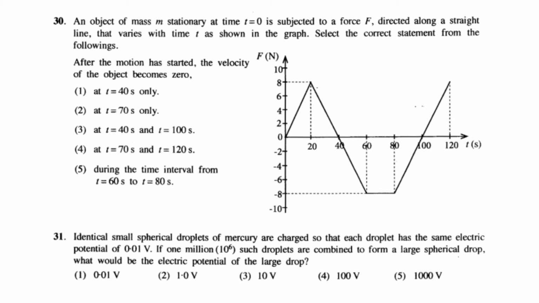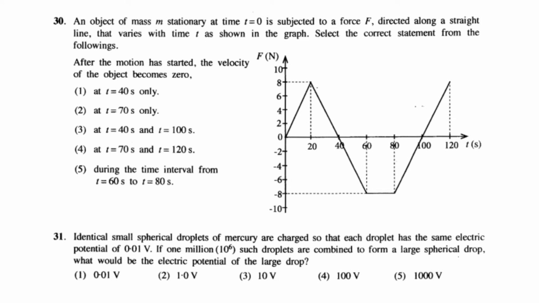So 4 by 3 pi r dash cube is equal to 4 by 3 pi r cube into 10 to the power 6. Then you get r dash equal 10 to the power 2 r. By substituting this, you can find the electric potential of the large drop, that is 10 to the power 6 q divided by 4 pi epsilon naught 10 to the power 2 r, which is 10 to the power 4 times q over 4 pi epsilon naught r.